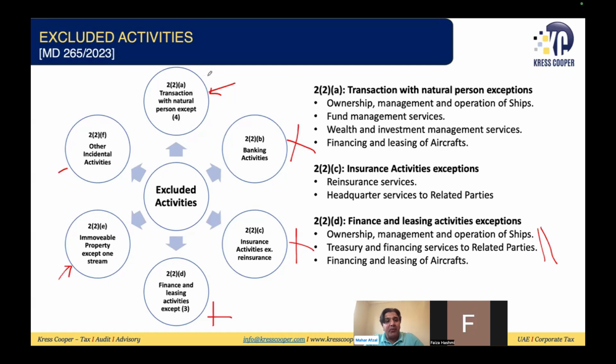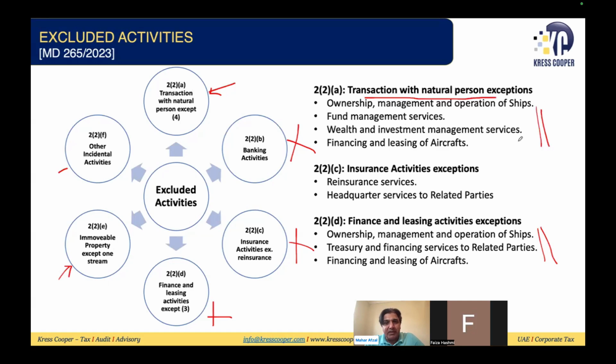So if this qualifying free zone trader is selling the goods to the natural person within the free zone, even if the natural person is the beneficial recipient of the goods, still it will not be considered qualifying activity because transactions with natural persons fall under the excluded activity, and there are these exemptions, and selling of goods is not falling under this exemption.